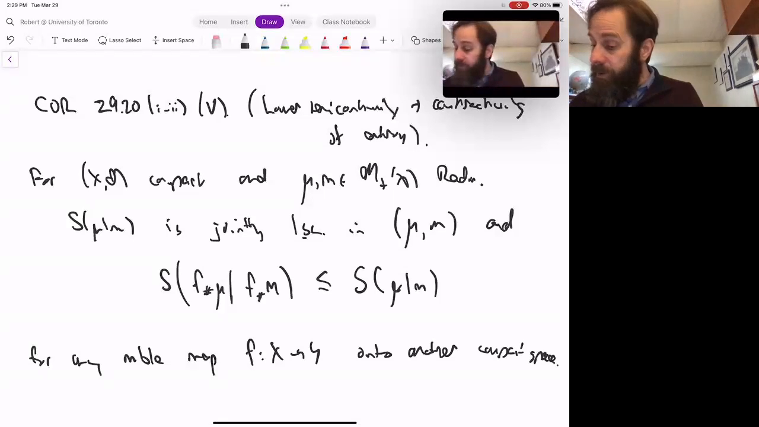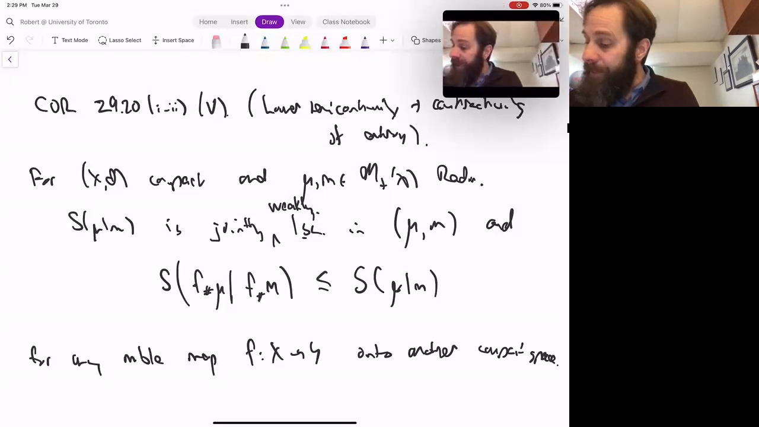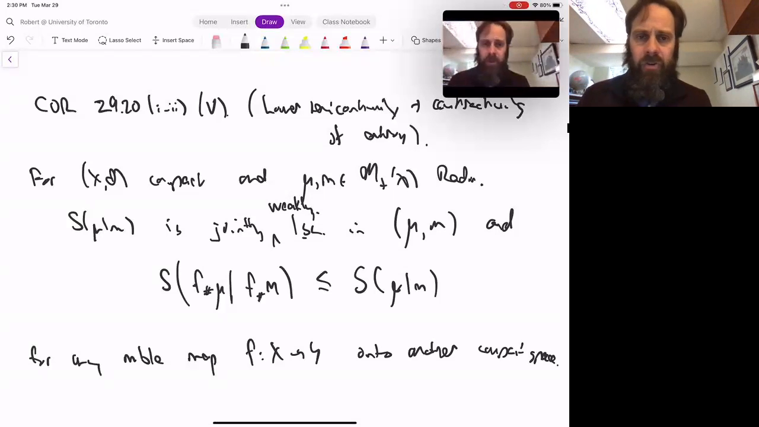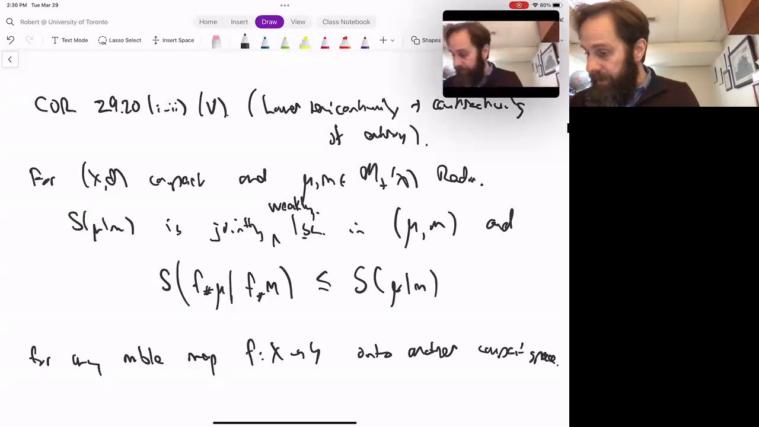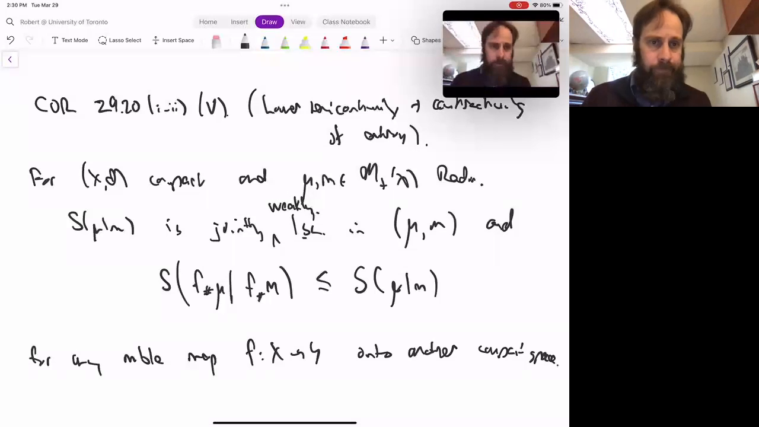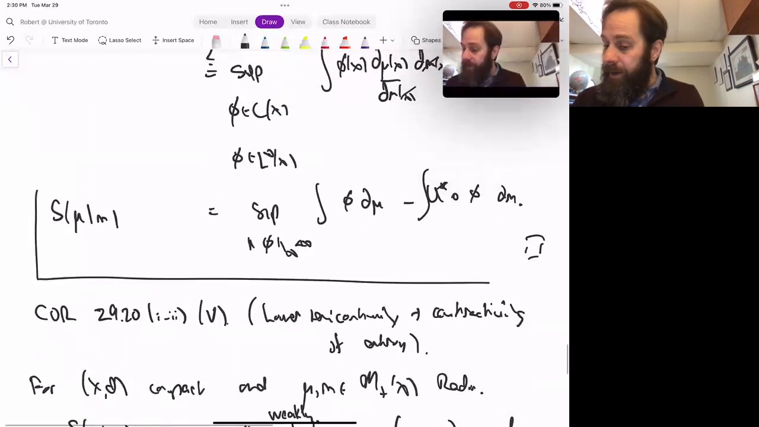So these are the two things I want to get. I want to get that when I take weak limits of a sequence mu k, m k, the entropy can never jump up, it can only jump down in the limit. And when I take images of mu and m under some measurable mapping F, the entropy can only go down, it can't go up. And both of these things follow from this representation formula here.